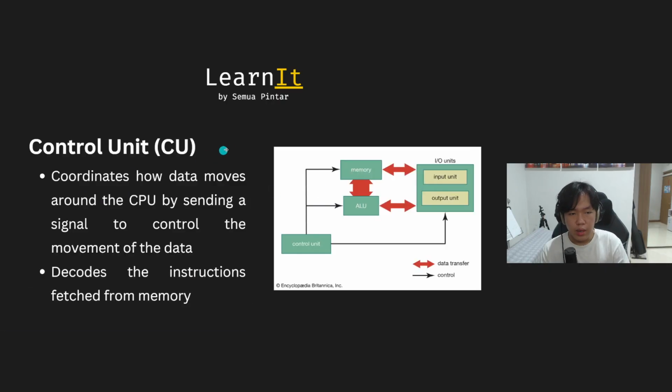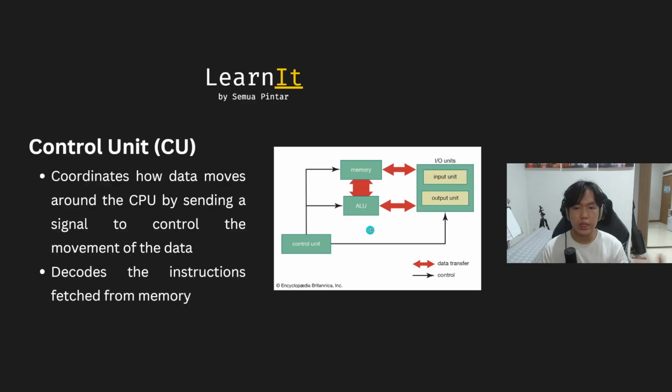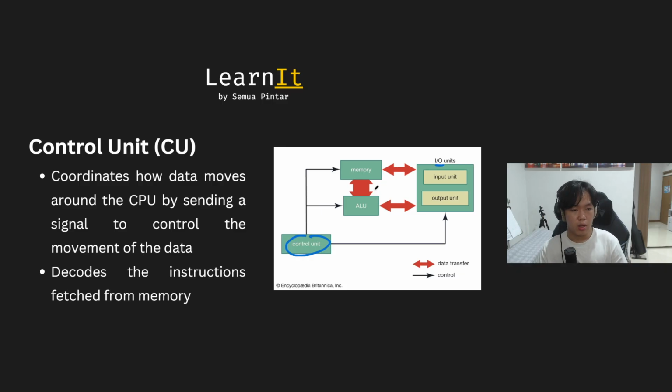Okay. Next is the control unit. And the control unit is this one right here. This essentially coordinates how data moves around the CPU by sending signals to control the movement of the data. So if you see here, the control unit is right here. And it controls the IO, which is input output, IO units, the memory, and the ALU. So essentially it is able to control what data goes in and out and when it goes in and out.